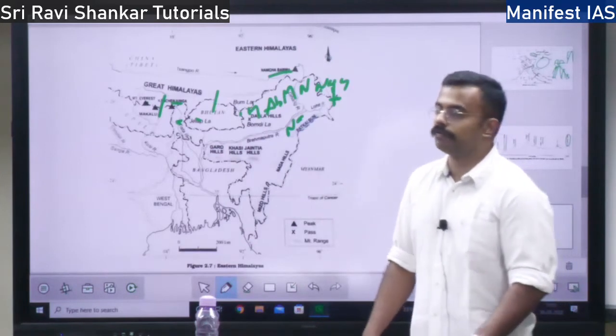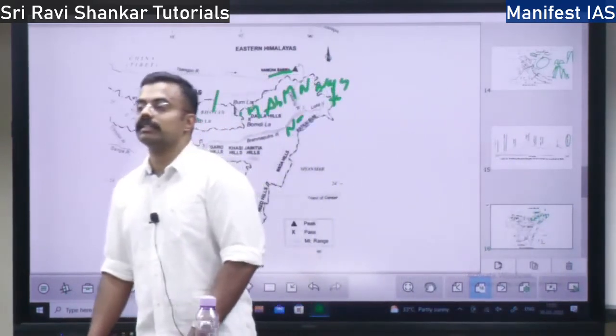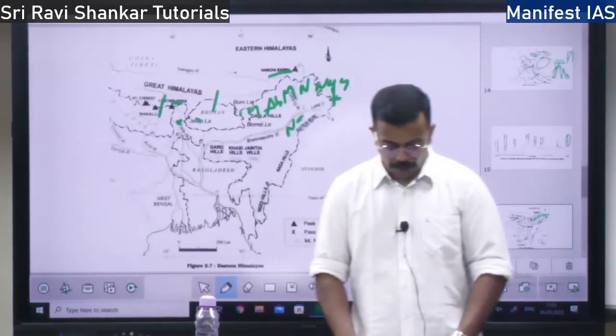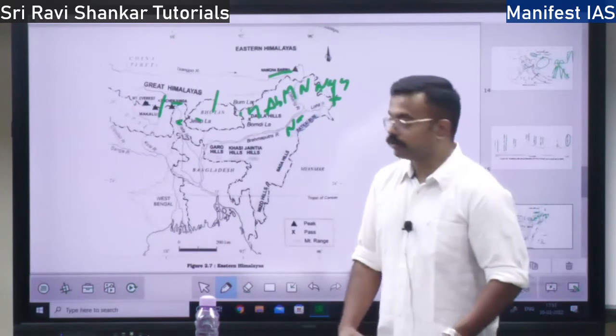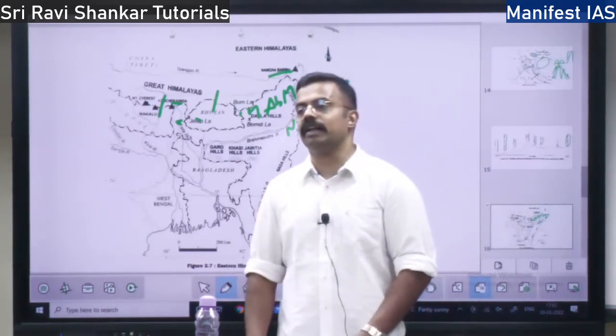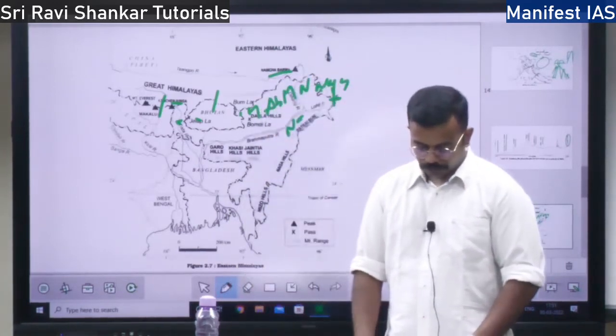In this region, you will find the slash and burn technique of cultivation. Slash and burn is jhumming. Jhumming type of cultivation is found here. And also, it is rugged topography. Rugged means it is not very easy to travel in this region. The topography is not flat.